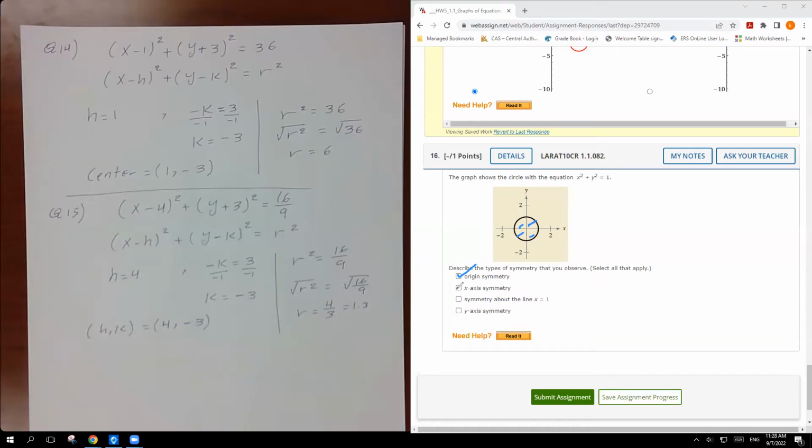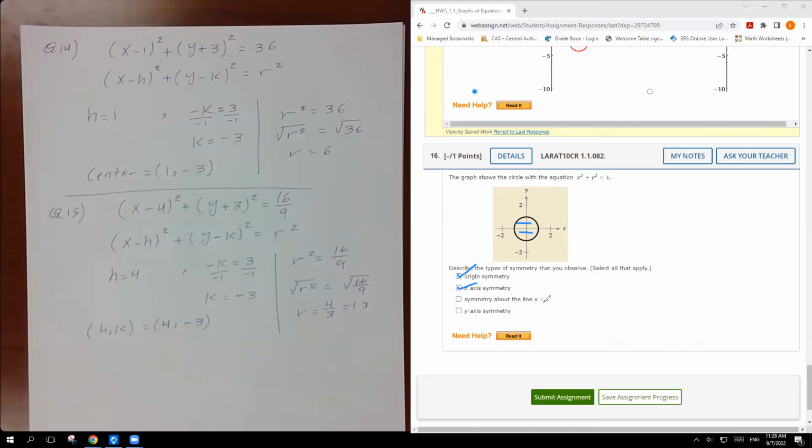Axis symmetry, yes. Why? Because this side is going to be equal to this side. The symmetry over this one is similar to this one. So there is symmetry over the x-axis, and we can choose this one.